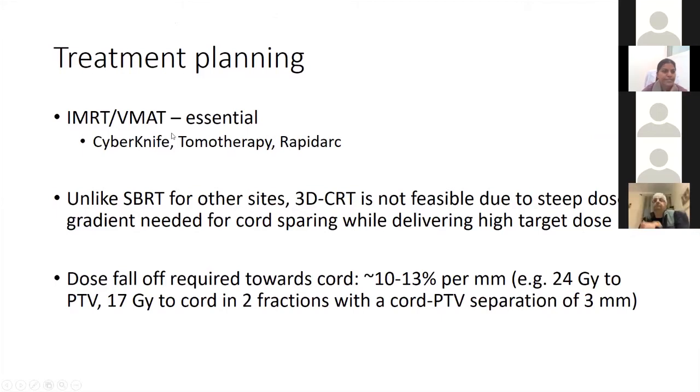For spine SBRT, unlike in other sites where we are able to do a 3D CRT as well, such as in liver tumors or maybe lymph nodal pathologies, here, because our target and OAR is so closely associated, the minimum is IMRT. And it can be used with various techniques such as CyberKnife, tomotherapy, rapid arc. And there is a need for a very rapid dose fall off.